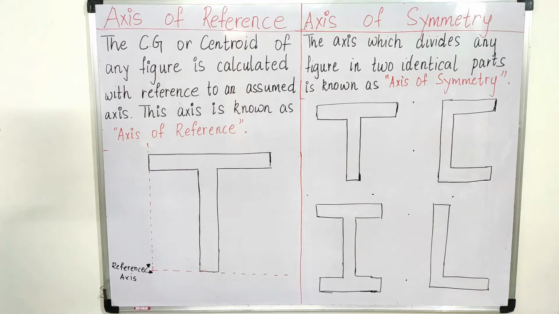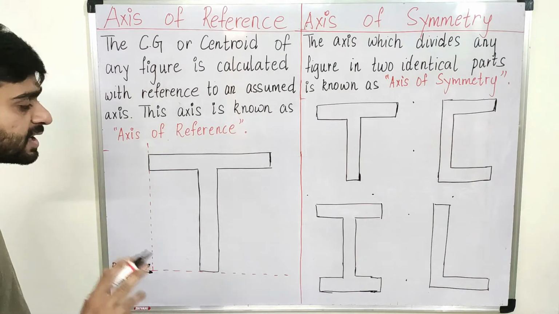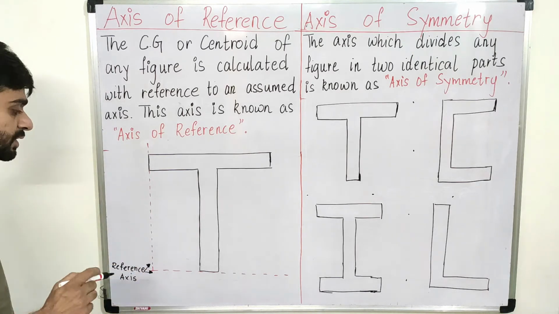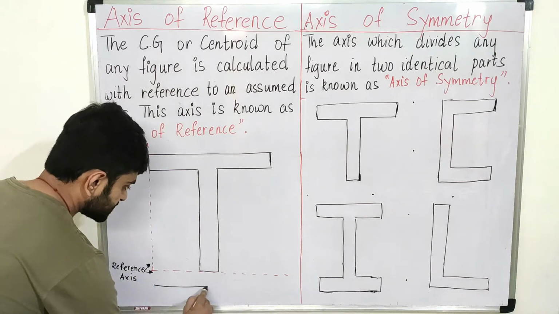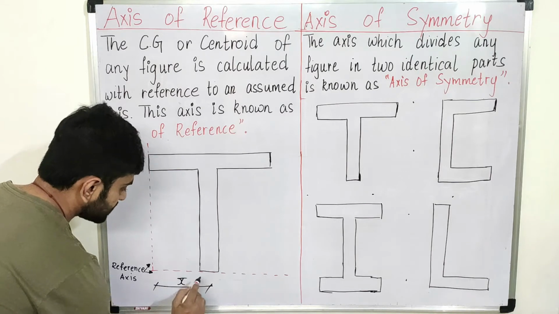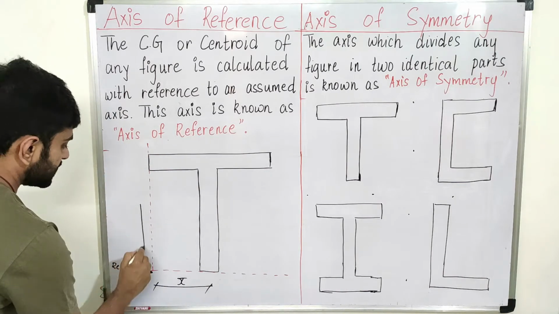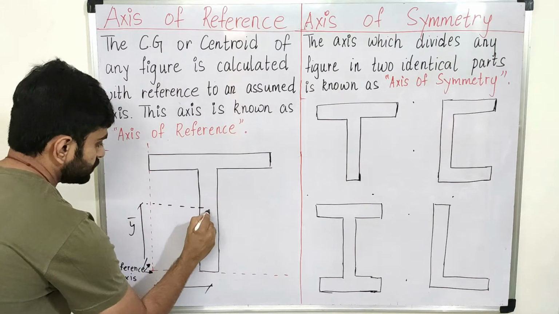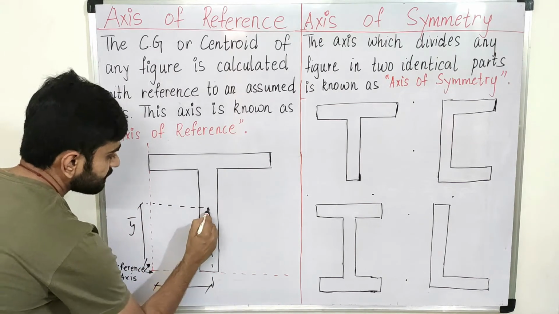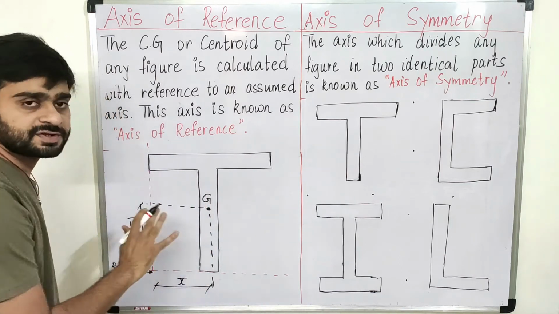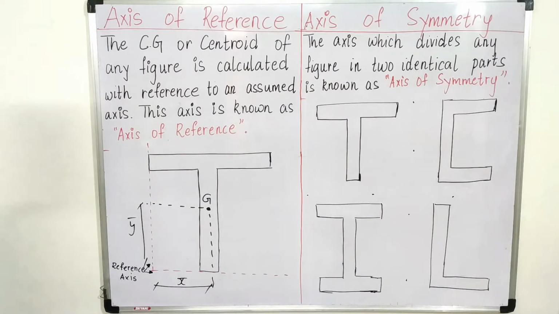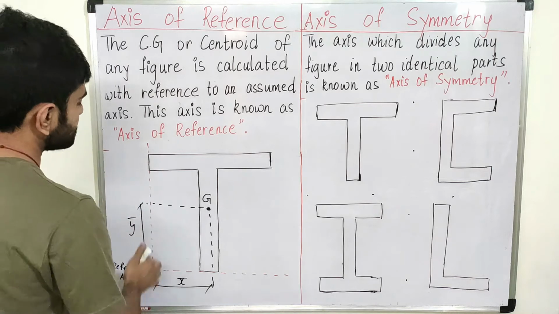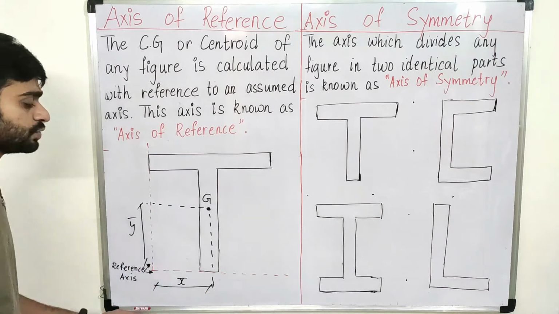Now in order to find the centroid for this T section, what we should have is an x bar and a y bar, that is an x coordinate and a y coordinate. This is the x coordinate, x bar, and this is the y coordinate, y bar, and joining the two we get G, the centroid for this T section. So in short, our main concept was the reference axis, that is this red colored axis that I have shown here.